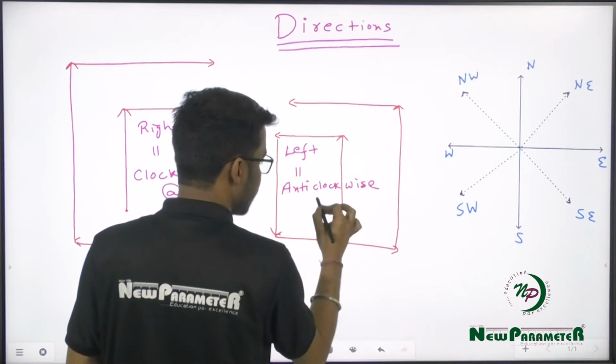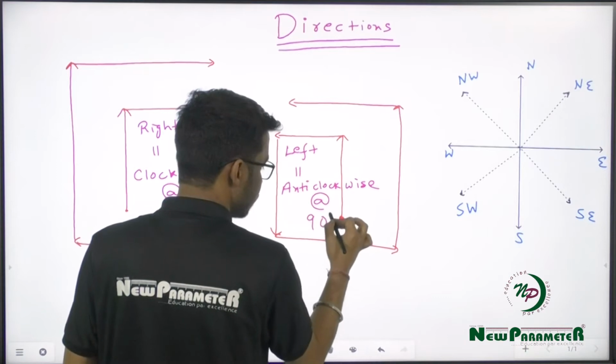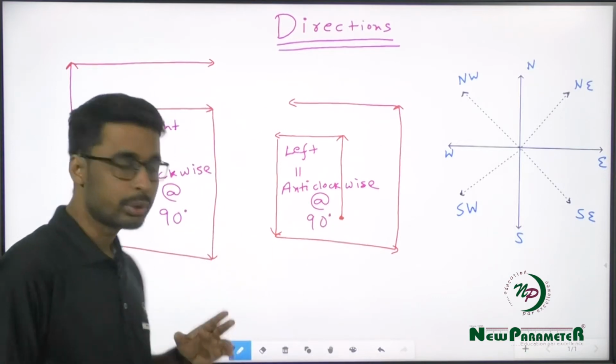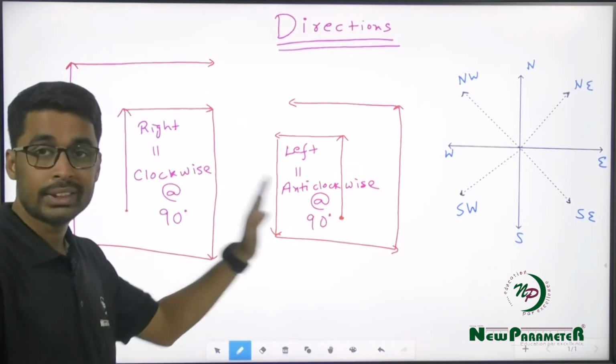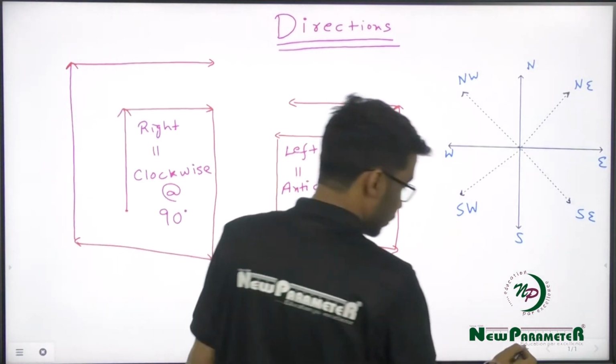Anti-clockwise direction at 90-degree angle. Right? So make sure about that. Right is always clockwise, left is always anti-clockwise. Now, what would be the questions that would be asked in our examination?